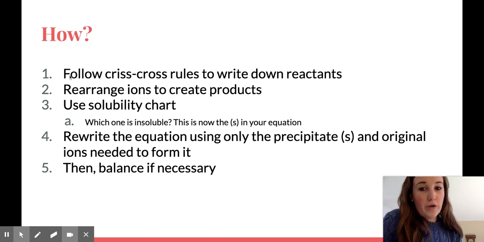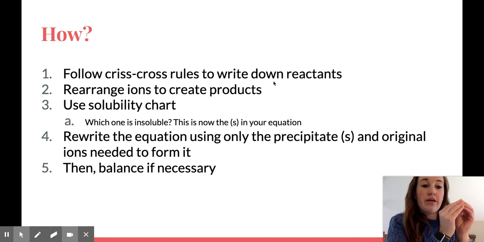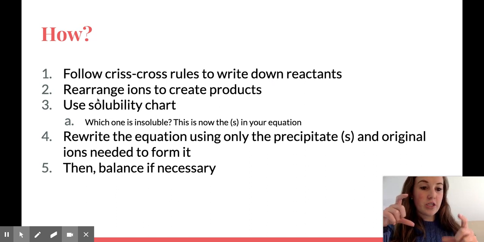So number one, you're going to follow those crisscross rules to write down the reactants. This is if you're given maybe the name in words rather than the actual formulas. You're going to rearrange those ions to create the products, and that's when you're taking the two outsides, combining them together, and then taking the two insides and putting those together, so those are your two final products. Looking at your two final products, you're going to use that half sheet green solubility chart to decide which one is insoluble, so that's the capital I on your chart. That is now your solid of your solution. This is the only part that we care about now.